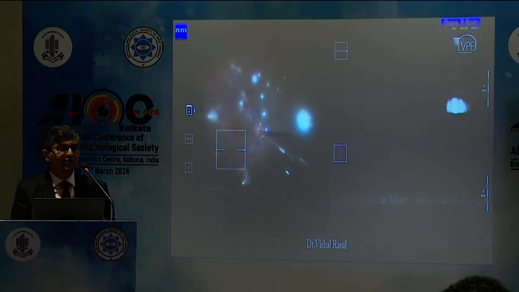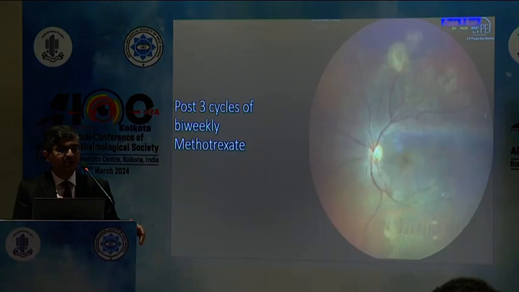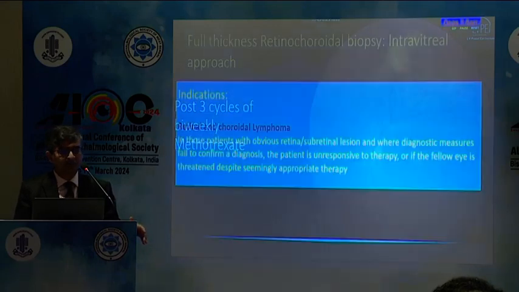But yes, the important thing is once you obtain the biopsy, this has to be sent fresh to the pathologist. You have to communicate with your pathologist and make sure it reaches pathology within 30 minutes. They have to look in the cytology for active lymphoma, B lymphoma cells. So again, you could see in this pathology specimen, it came out to be diffuse large B cell lymphoma. Patient underwent 3 cycles of biweekly methotrexate and it responded beautifully to the treatment.